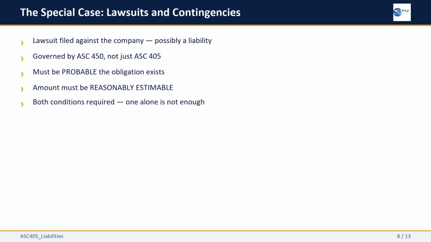This is where things get interesting. A lawsuit filed against your company sits in a gray zone. The past event exists, the lawsuit has been filed, but whether a liability must be recorded depends on ASC 450. You need two things. It must be probable that a loss will occur, meaning more likely than not, and the amount must be reasonably estimable. If you can estimate the range but not a single number, you record the minimum of that range. Both conditions must be met. Probability alone is not enough.